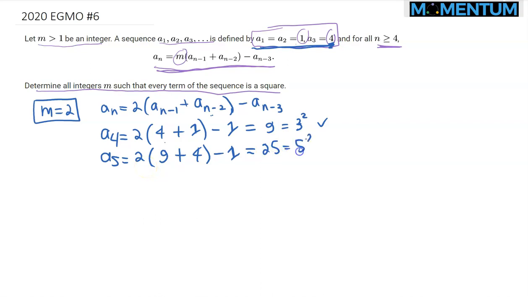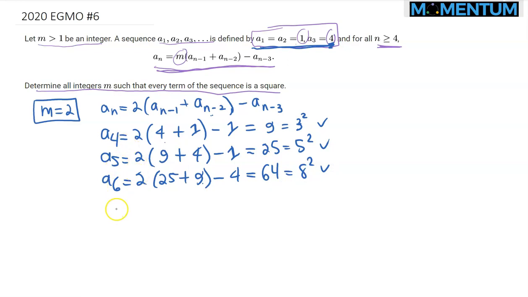Again a square. Oh my goodness, that might actually work. Let's convince ourselves one more time. a6 is 2 times 25, the previous term, plus the one before that, 9, minus the one before all that, which is 4. 34 times 2 is 68, minus 4 is 64, and indeed that's a square as well.